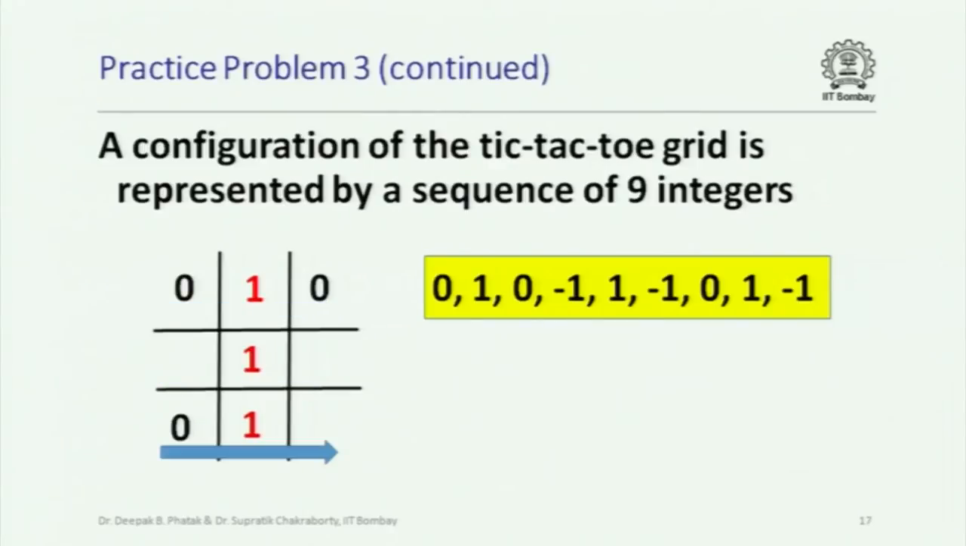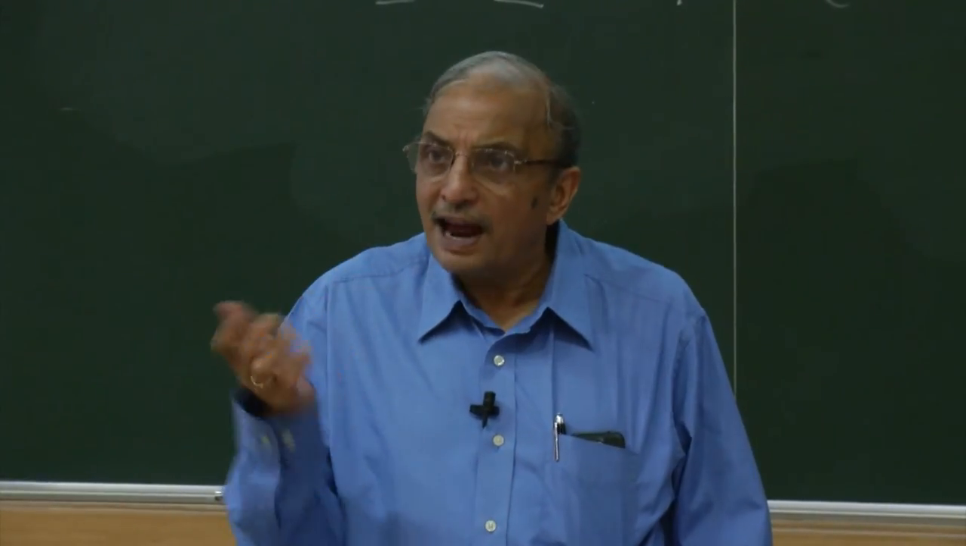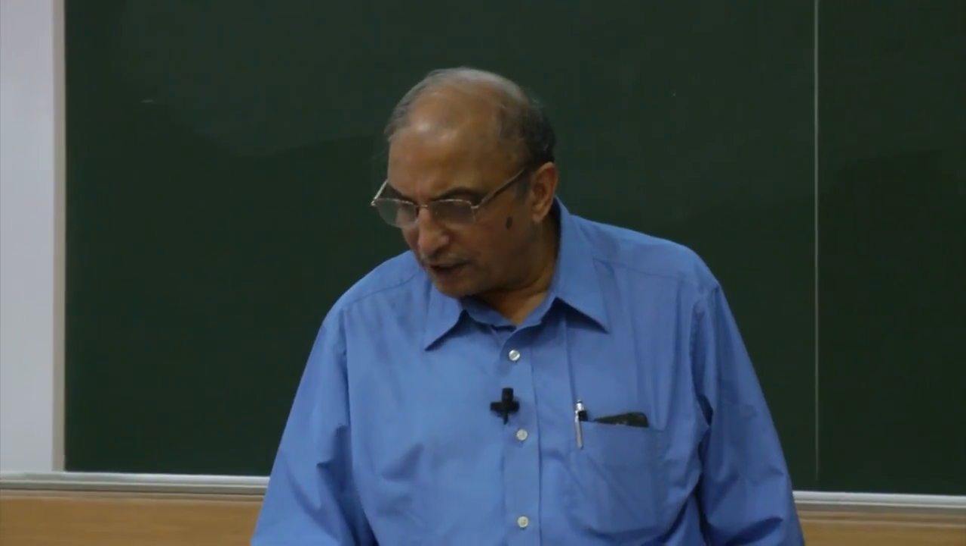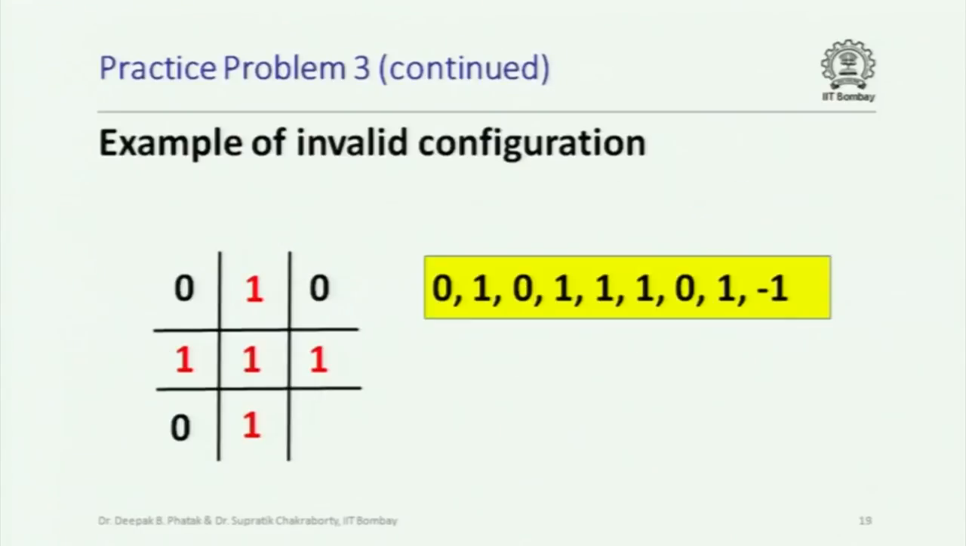So this particular configuration is represented by this sequence of nine integers. Given any sequence of nine integers in this fashion, comprising minus ones, zeros and ones, you can verify whether that sequence represents a valid tic-tac-toe configuration or not at any point in time. And what is a valid configuration? The number of zeros is either equal to the number of ones or more by one. Similarly, a valid configuration can have at most one winning line of zeros or ones.